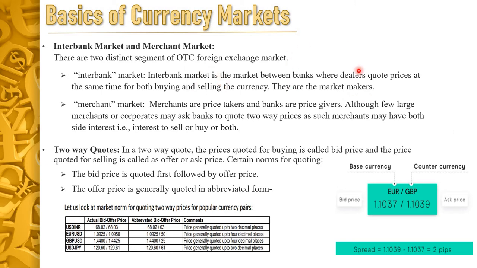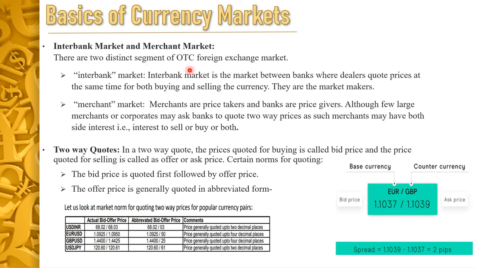Now suppose there is a wholesaler who mentions both the selling price and the cost price, then he would be called a market maker because he is mentioning both the prices here. And if it's a retailer who just quotes the selling price, then he would be called a price taker, and the other would be called a price giver. So under the merchant market, merchants are price takers and banks are price givers. Although a few large merchants and corporates may ask banks to quote two-way prices, as such merchants have both side interests.